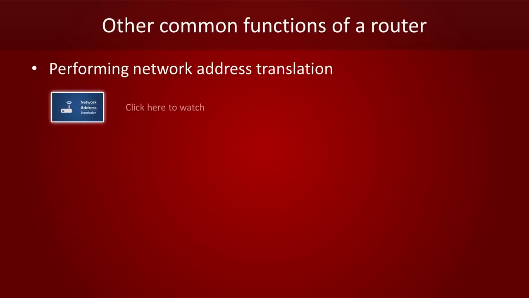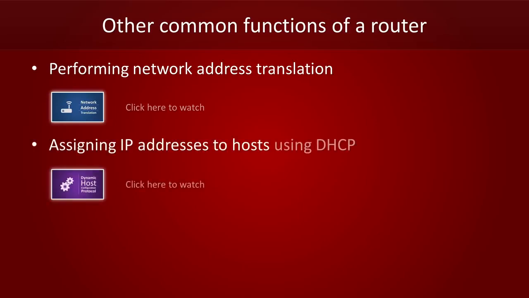Modern routers also carry out other tasks. For example, they often do network address translation, or they can hand out IP addresses to hosts using DHCP. We have videos on both of those topics, so just click the thumbnails if you want to watch them. Additionally, many routers can also act as an access point for Wi-Fi. Now that we've gone over all 3 devices, let's compare them.